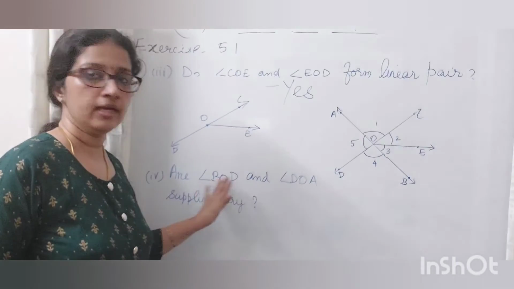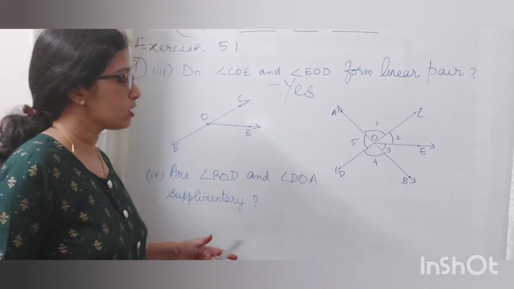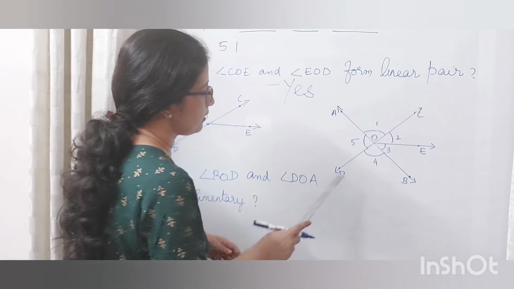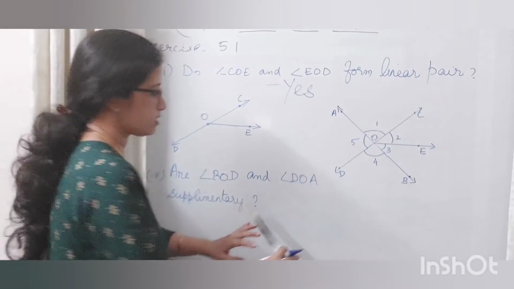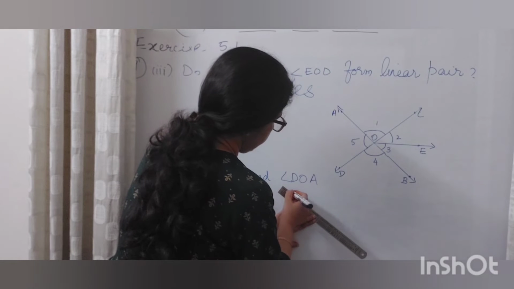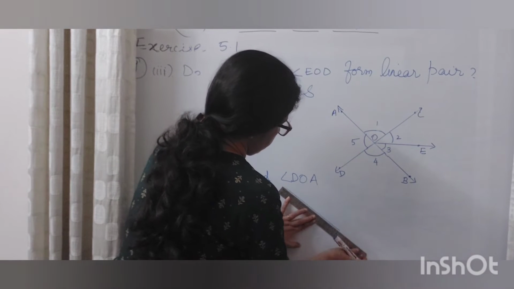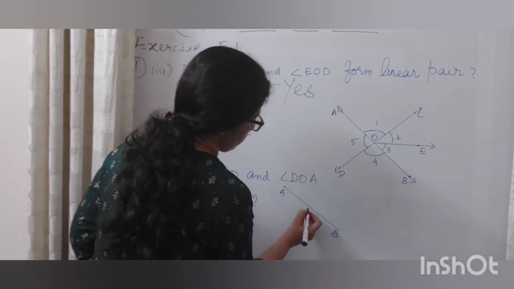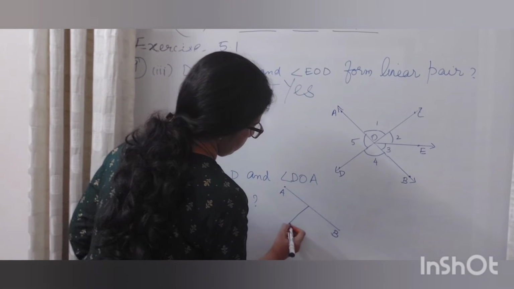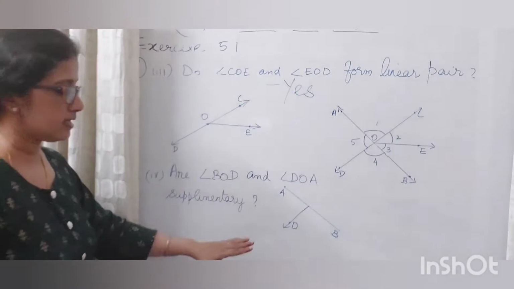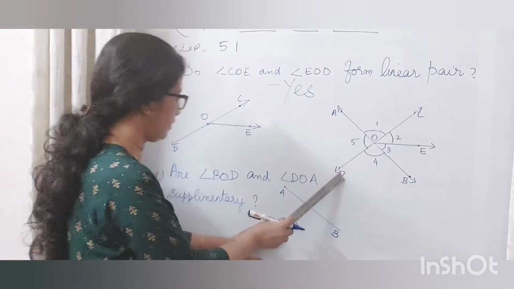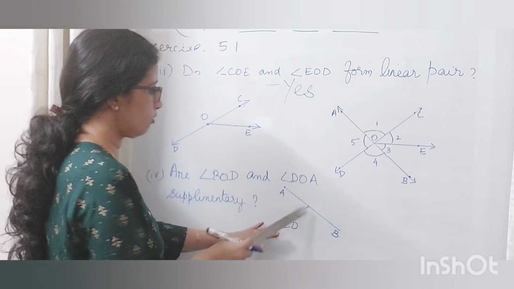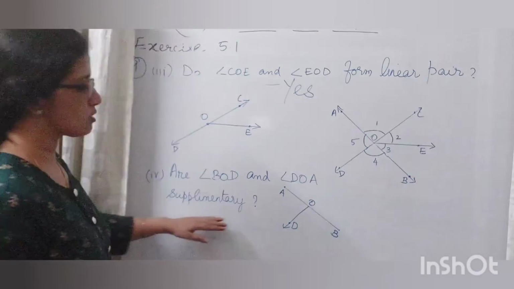Are angle BOD and angle DOA supplementary? So where is angle BOD here? BOD. And where is angle DOA? DOA. So let's draw this separately. So this is our figure. I have separately taken BOD and DOA and drawn them here. This is O. Are these two supplementary?